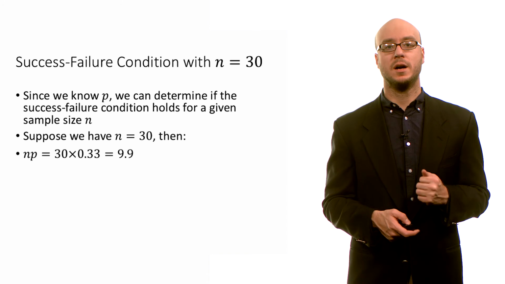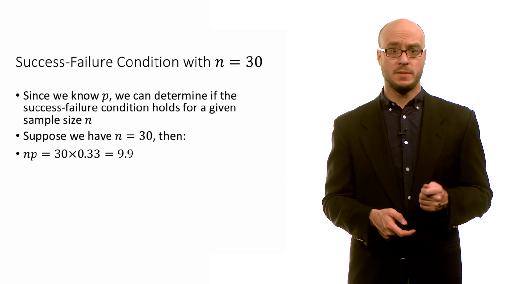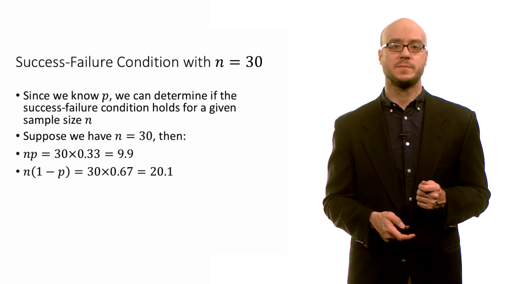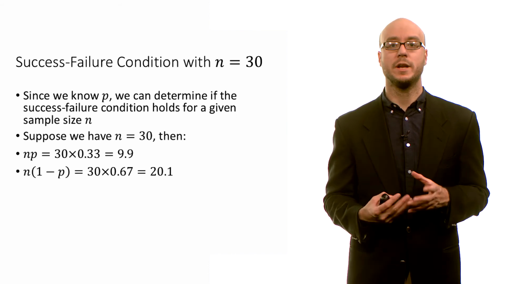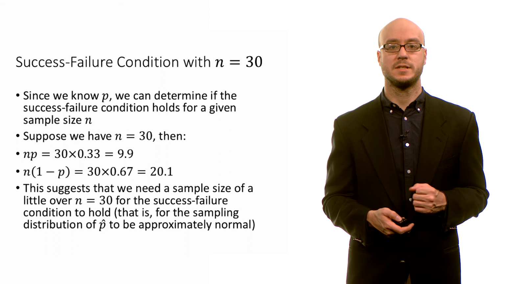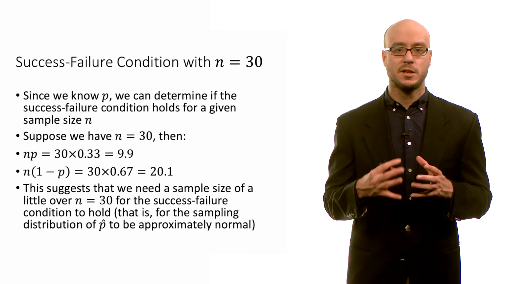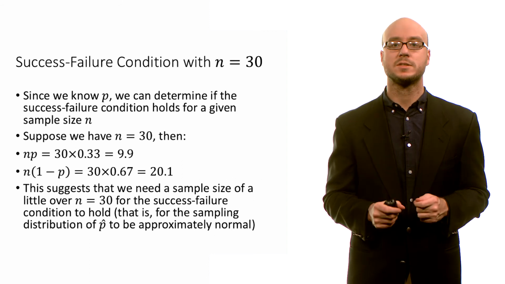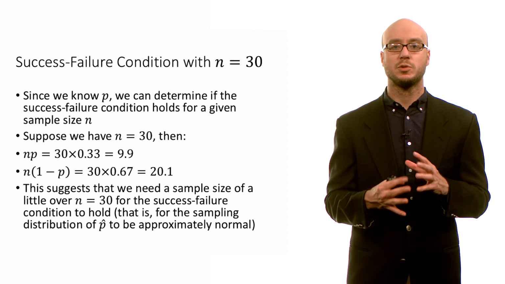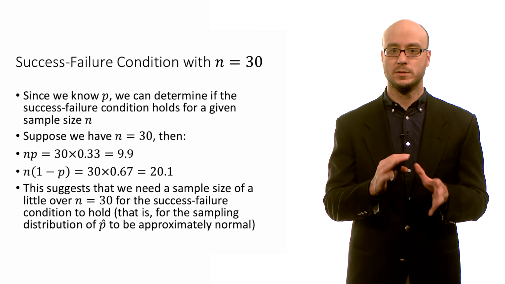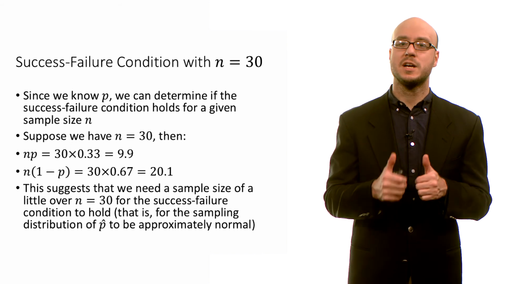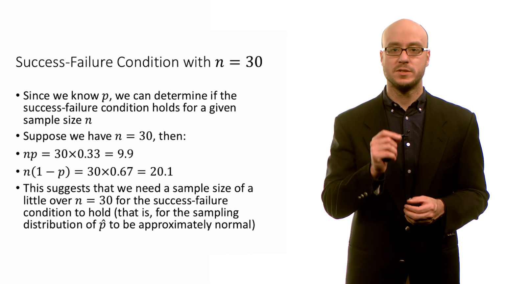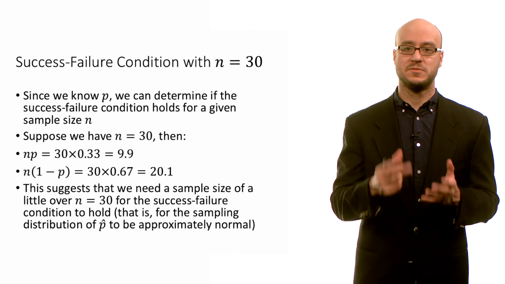The expected number of successes is 30 times 0.33. That's about 9.99. And then the expected number of failures is about 20, 30 times 0.67. So in this case, we'd say a sample size of 30 is pretty darn close, so we'd say that the sampling distribution would be approximately normal. We might want a little bit larger of a sample size, but it's going to be approximately normal, since 9.99 rounded up is very close to 10.